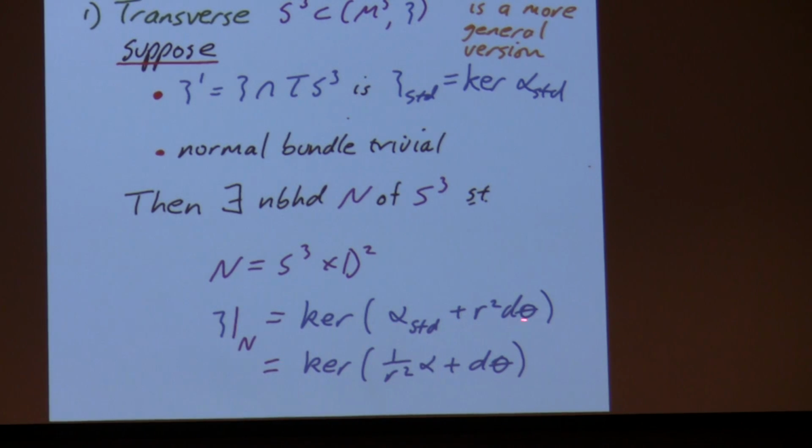Well, anyway, if you're away from r equals 0, then r squared is non-zero, so I can multiply by it. And you actually know that the kernel of that one-form is not going to change. So away from r equals 0, instead of writing this form, I'm going to write that form. OK? Nothing wrong with that, right? OK, so let's move on.